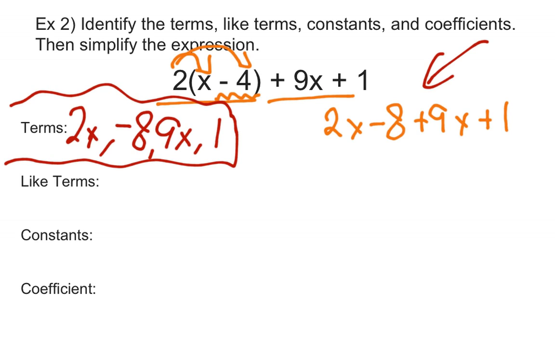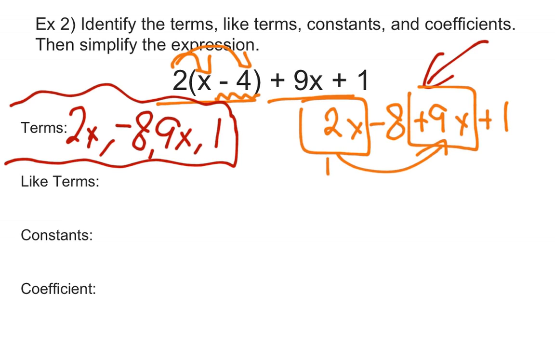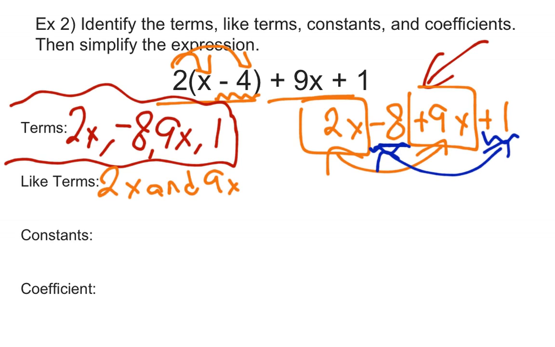Okay? Like terms. Like terms are the things that match up, such as the 2x here and the positive 9x here. Those two things go together, so I'm going to write it down. 2x and 9x go together. But we're not done. Those aren't the only like terms. We also have here the negative 8 and the positive 1. Those two things go together. The negative 8 and the positive 1 go together. Those are our like terms.